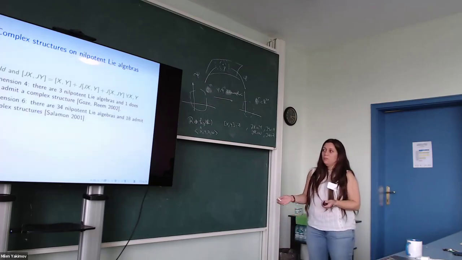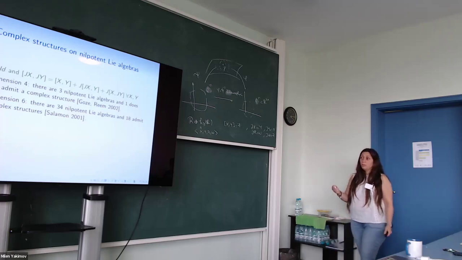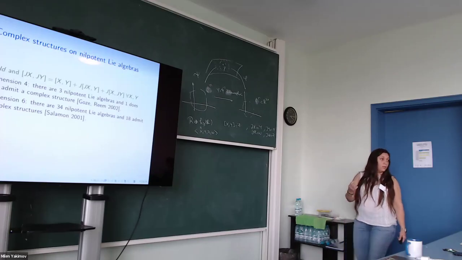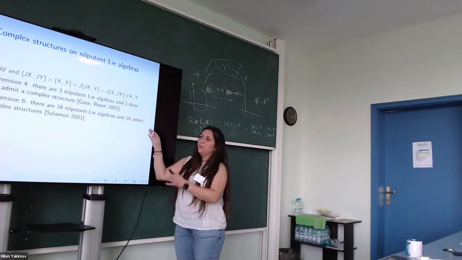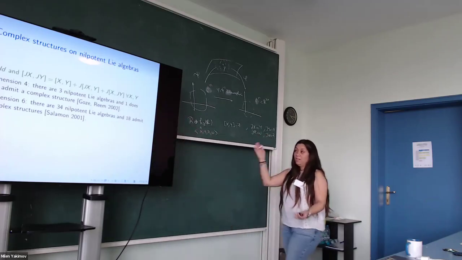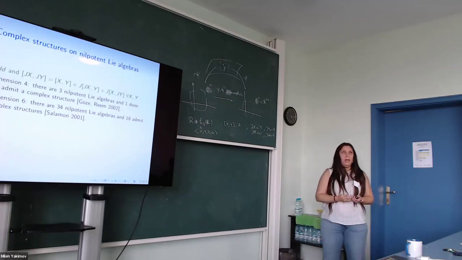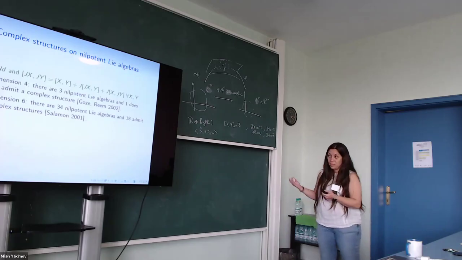So what is the picture in dimension 6? There are 34 nilpotent algebras up to isomorphism, and only 18 admit a complex structure. So at some point you can try to find numbers in these two dimensions. This was proved by Salamon, I'm sorry. But the thing is that it's difficult to say in general if a nilpotent algebra admits a complex structure or not.